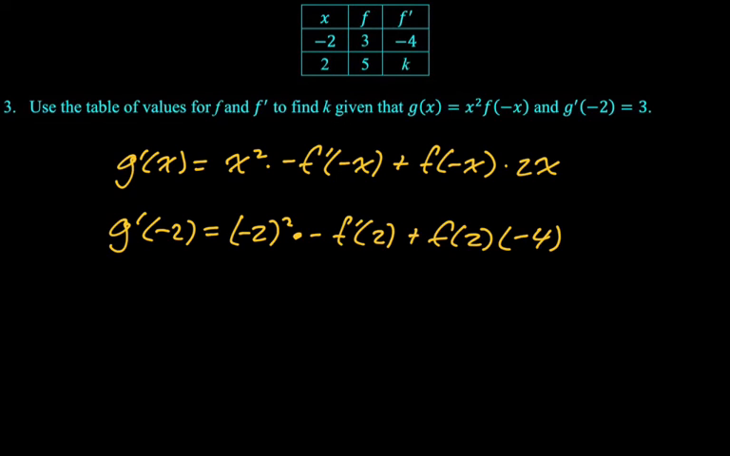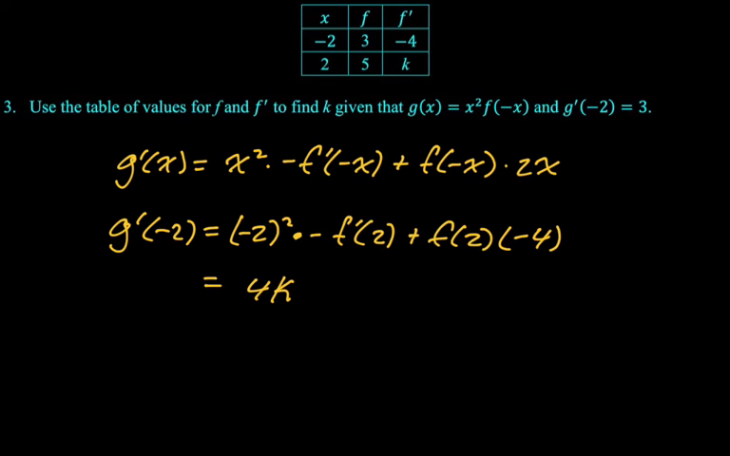All right, we go to the table. F prime of 2 is k. That's the thing we're trying to find. F of 2 is 5. So we're subbing those in and just kind of mathing this out. So we're going to get 4, we're going to get k. Oh, but it should be negative.